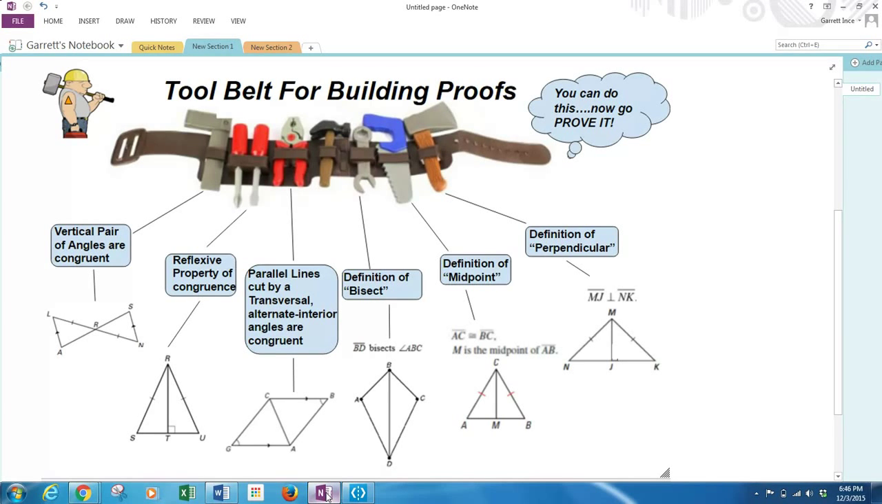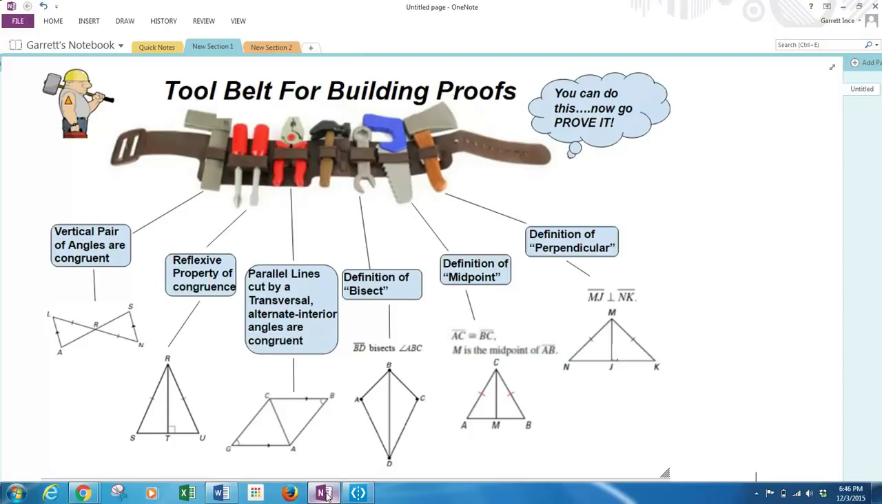Thanks for tuning in. I want to take a few minutes and discuss what I'm going to refer to as your tool belt for building proofs. We've recently been discussing different ways or methods of trying to prove that two triangles are in fact congruent to each other. There are a variety of different ways to do that. And so what I've done is literally construct, see what I did there, a tool belt of 6 pretty common tools that you're going to want to use in that pursuit.